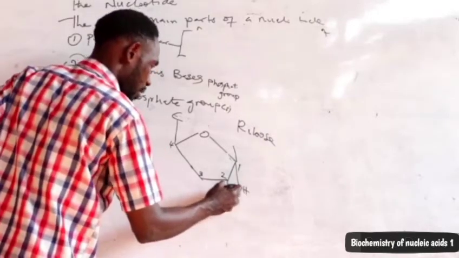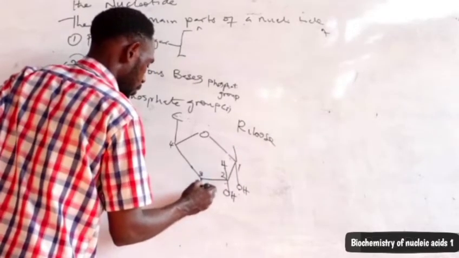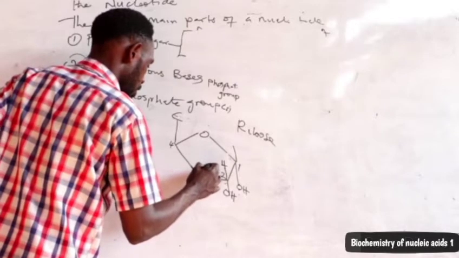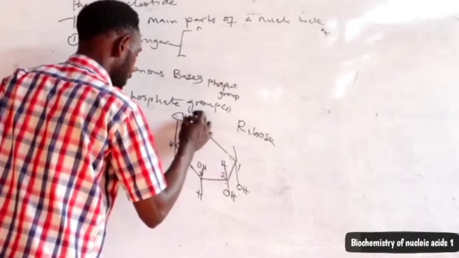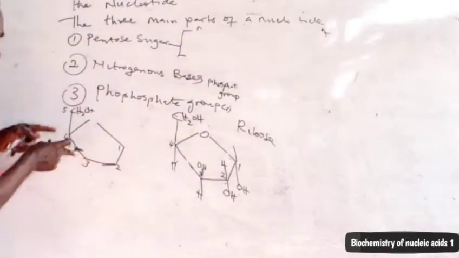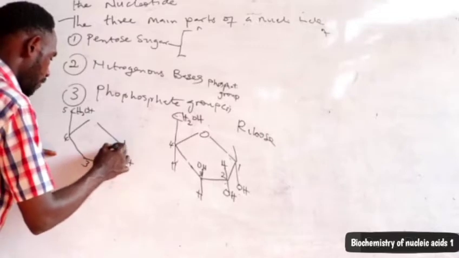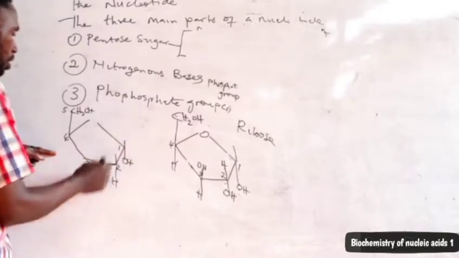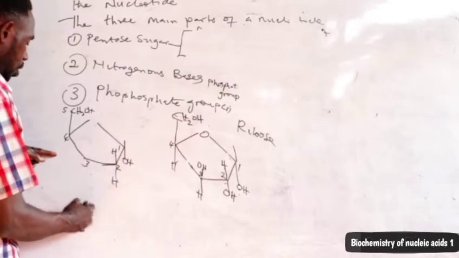But at carbon number 2, there is still OH and the H. Number 3, you just have OH and the H. Number 4, you just have H and then CH2OH. But if you come here, carbon number 1 has OH, but number 2 has nothing but H. It lacks the OH. That's why it is called deoxyribose.